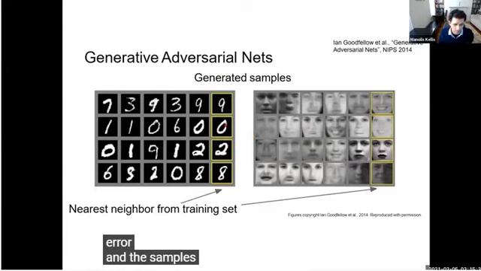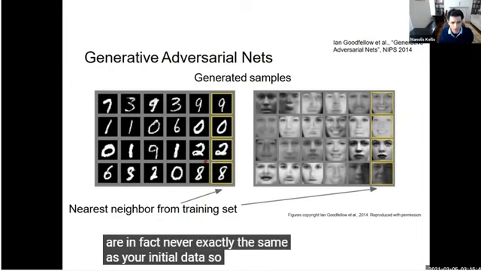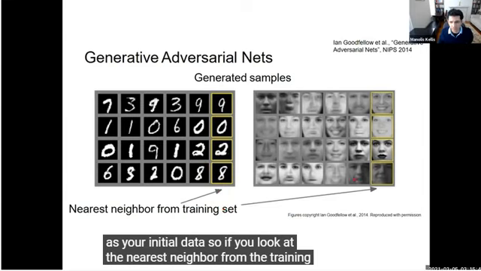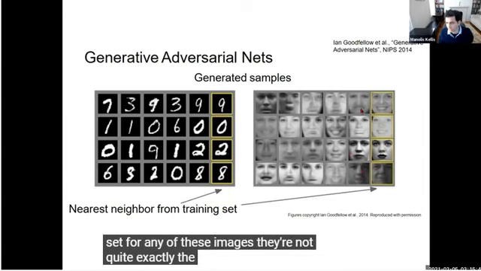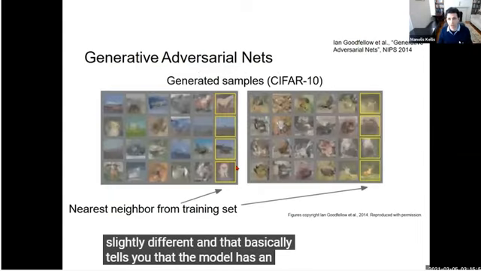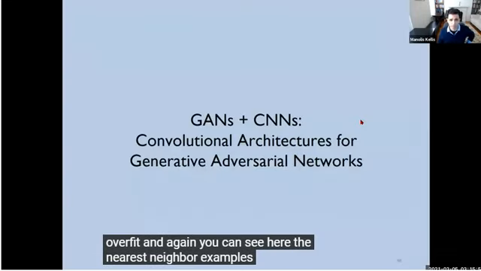And the samples that you're getting are in fact never exactly the same as your initial data. So if you look at the nearest neighbor from the training set for any of these images, they're not quite exactly the same. They're always slightly different. And that basically tells you that the model hasn't overfit. And again, you can see here the nearest neighbor examples.